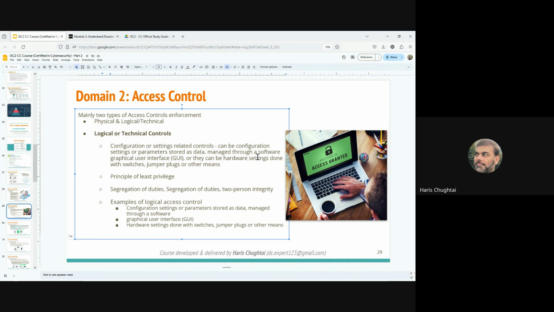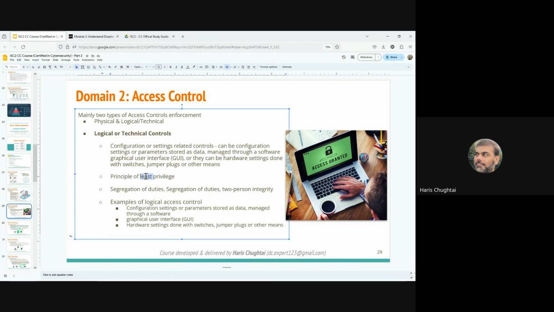Whoever is allowed to access the application, they are allowed, but everything else is denied. This is called the principle of least privilege. It means that I will give you access to do your job, so you can get your job done, but I will not give you more access. And this is very important in cybersecurity.